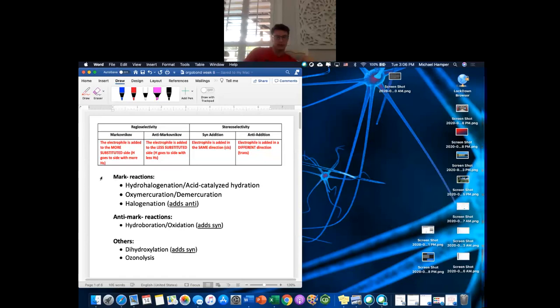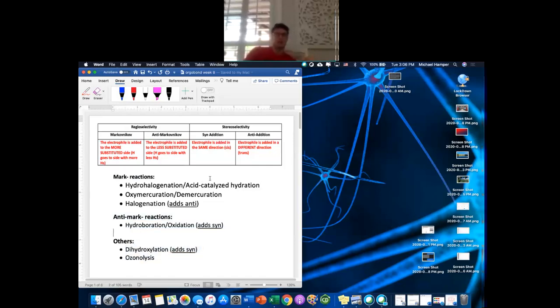Here are your reactions for this chapter, and I broke them down into the types. So hydrohalogenation, oxymercuration, and halogenation, they all add to the more substituted side. And you have hydroboration, in which it adds to the less substituted side, and these are just outliers.